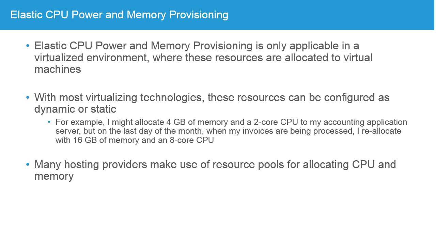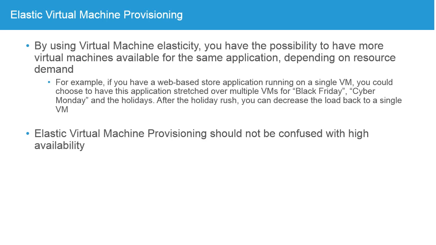Many hosting providers make use of pools of resources, or resource pools, for allocating CPU and memory in this elastic way. Carrying on with the idea, we can actually make our virtual machines elastic. By using virtual machine elasticity, you have the possibility to have more virtual machines available for the same application depending on the resource demand. For example, let's say you have a web-based store application running on a single virtual machine. You could choose to have this application stretched over multiple VMs on Black Friday and Cyber Monday and the holiday period. After the holiday rush, you could decrease the load back to a single VM once more.